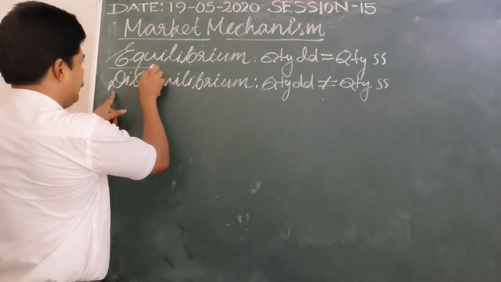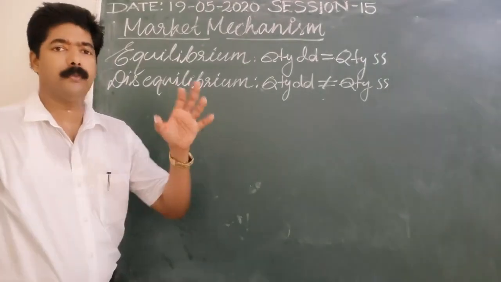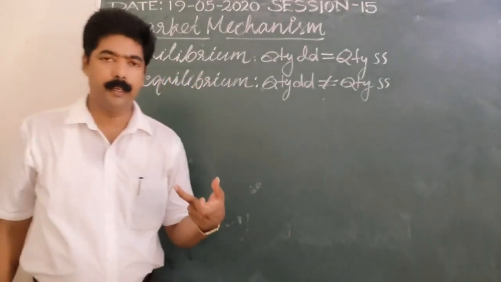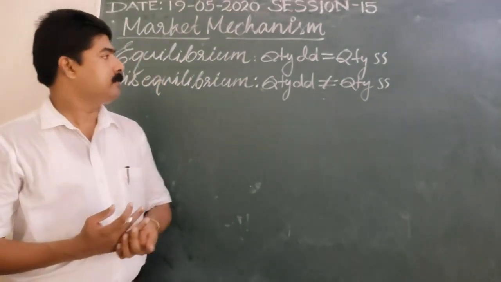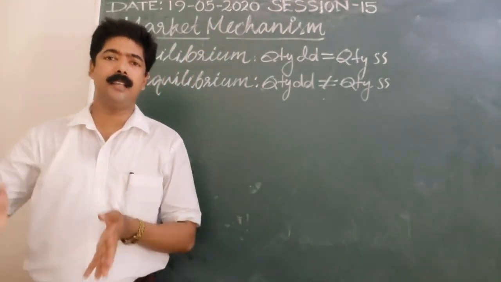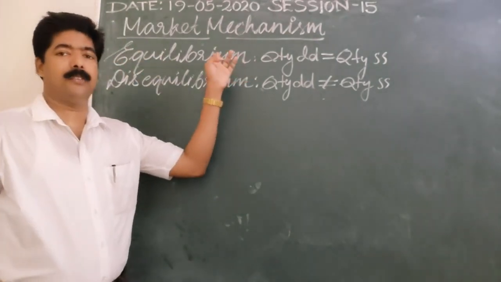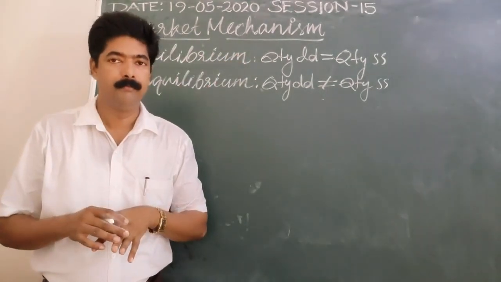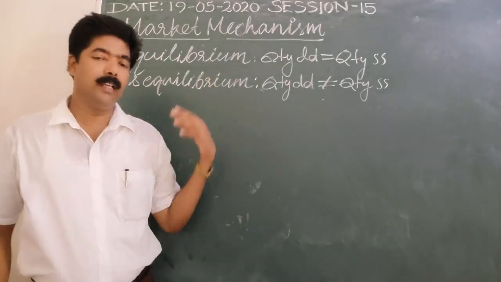So in a market there is a chance of getting two types of conditions: an equilibrium condition and a disequilibrium condition. Sometimes in the market demand may be more, sometimes supply will be more. So there can be a chance of disequilibrium as well as equilibrium in the market. Why do we see a disequilibrium in the market?